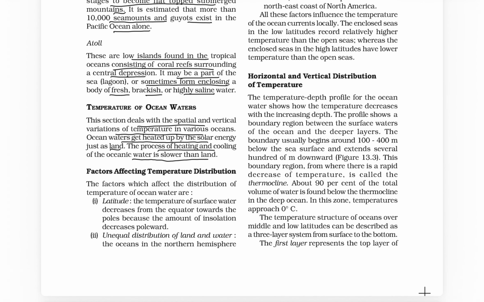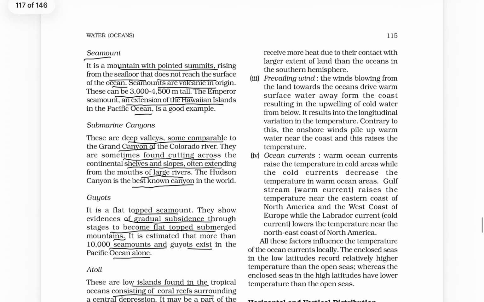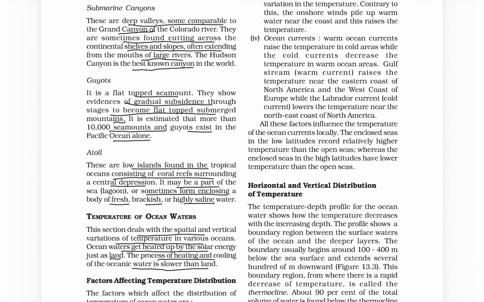The process of heating and cooling of ocean water is slower than that of the land because water has a high specific heat. Because the specific heat of water is high compared to land, it takes time to warm and time to cool, but land gets cooled and heated fast. The factors affecting the temperature distribution of ocean water are, first, latitude, then the unequal distribution of land and water, and the prevailing winds and ocean currents. These are the factors which lead to differences in the temperature of water bodies.